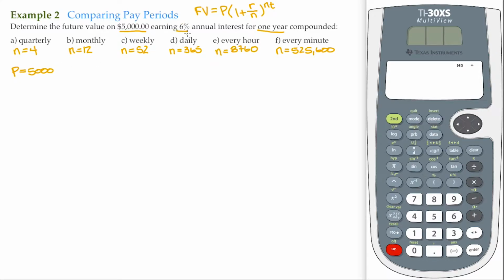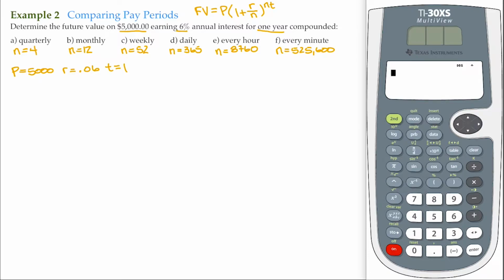The interest rate, that's 6%. That's 0.06 as a decimal. The time is only 1 year. That's convenient. And then the number of compounds, well, we're going to do it according to what each one of these is laid out here.